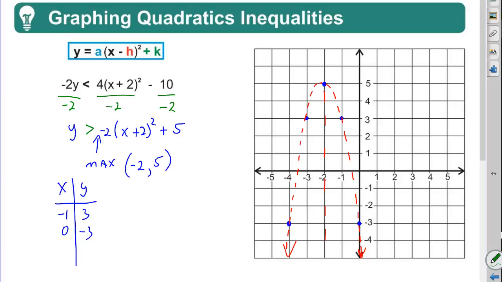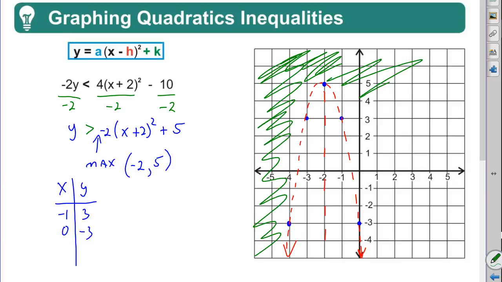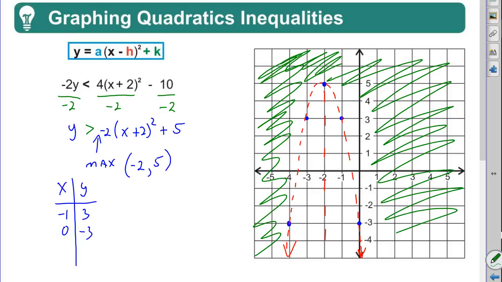Now, looking at the symbol, we could use a test point to shade the proper side, or we can understand where the greater than values are above, where the less than values are below. Well, this is a greater than, so we have to shade above, and in this case, above happens to be outside the parabola. And you can do a test point. You'll see that any point in the green shaded area makes the inequality true. Any point inside the parabola makes the inequality false. Hey, we just graphed the quadratic inequality.